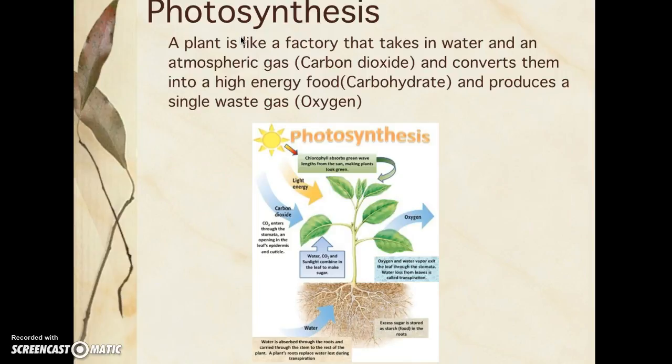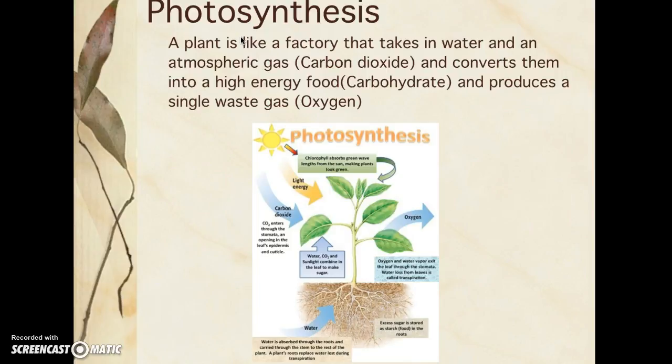We've got energy coming in to the plant system, and that is helping the plant to convert the atmospheric gas carbon dioxide, and it's taking that carbon and converting it into a high energy food, the carbohydrate. So it's combining water that comes in through the roots with carbon from carbon dioxide that comes in through the leaves, and it's using the sun's energy to combine those to form a carbohydrate.